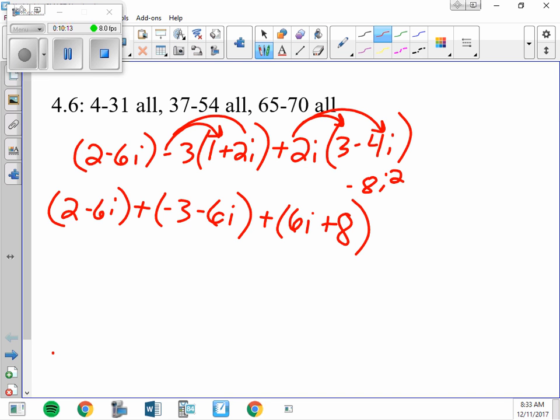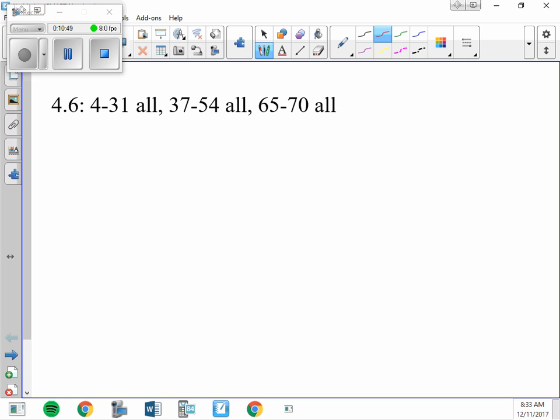Now what do I do? Put all the like terms together. 2 minus 3 would be negative 1, plus 8 would be 7. And then negative 6i minus 6i would be negative 12i, plus 6i would be negative 6i. And we'd be done. Everybody understand that? Okay. And then they're going to throw you some weird things like this.